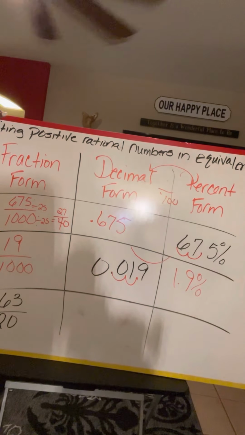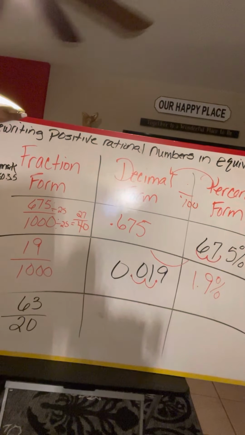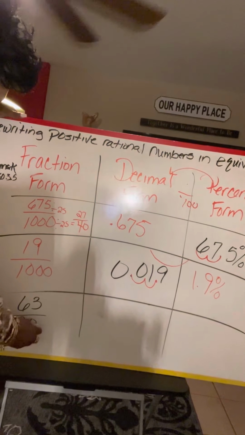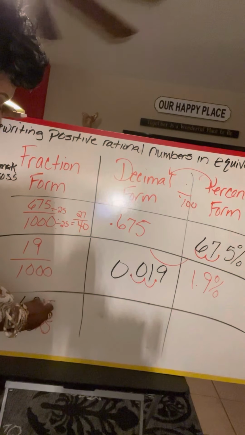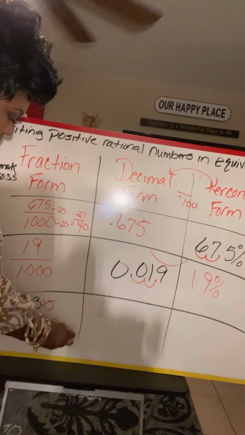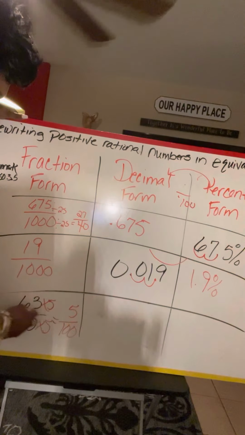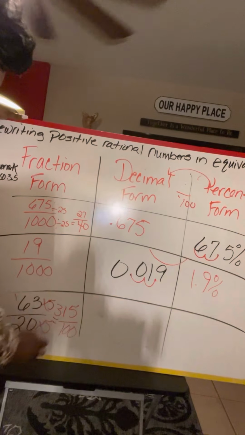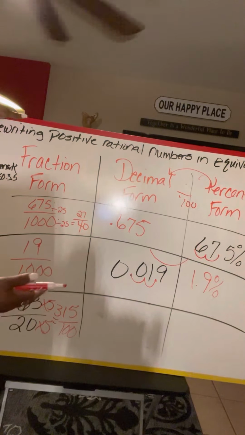Here we have a fraction, and remember, percent is out of 100. So we have to get this to 100. So I know that 20 times 5 is 100. Whatever I do to the bottom, I do to the top. So that gives me 100. And then 5 times 3 is 15. I regroup the 1. 5 times 6 is 30 plus 1 is 31. So that's 315 hundredths.